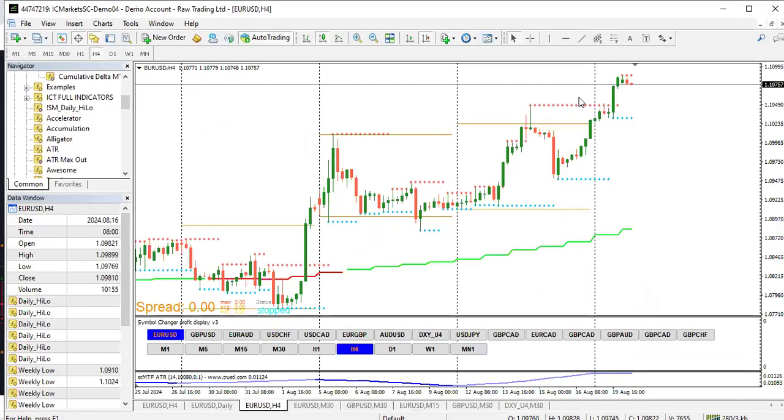However, when we look at our intraday models, the fractal trend on EU is bullish. The 4 hours is equally bullish. It has remained bullish ever since it closed above this.